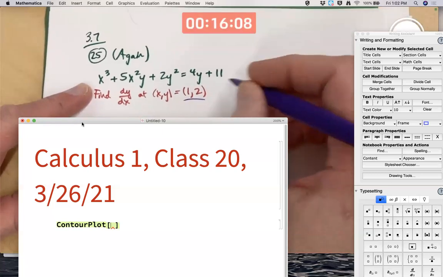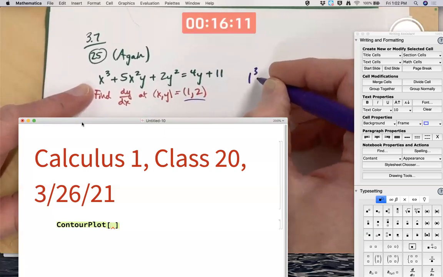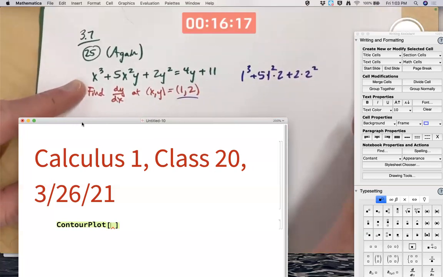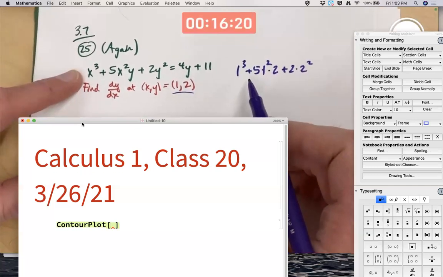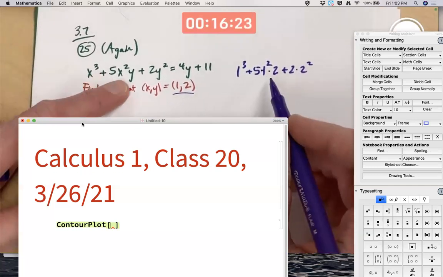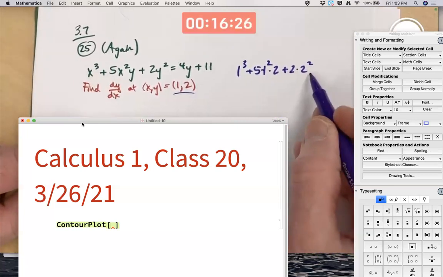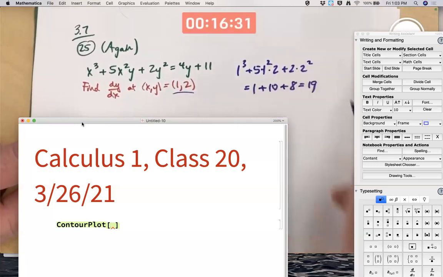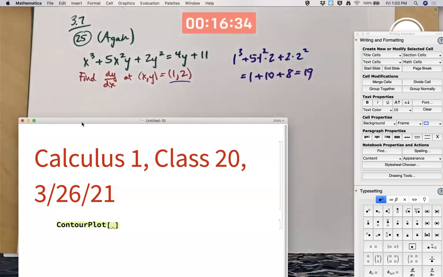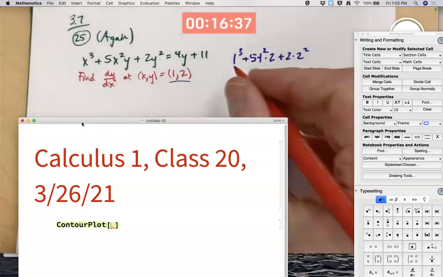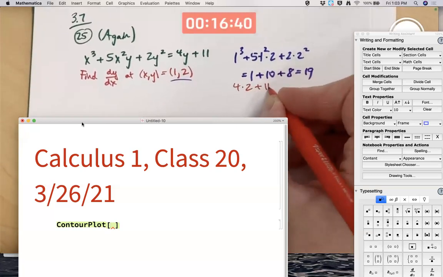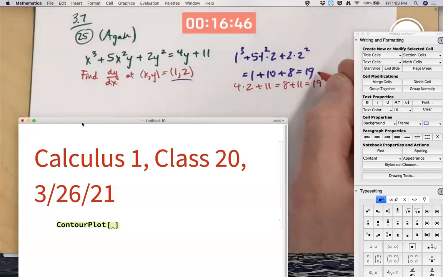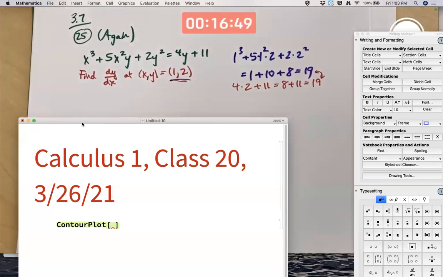You can check it. If you plug x equals 1 and y equals 2 into the left-hand side of the equation, you get 1 cubed, x is 1, plus 5 times 1 squared, again, x is 1, y is 2 times 2, plus 2 times y squared. This simplifies to 1 plus 10 plus 8 is 19. And the right-hand side, 4y plus 11, when you replace y with 2, also simplifies to 19. Because those simplify to the same number, that means this point is on the graph of that equation.